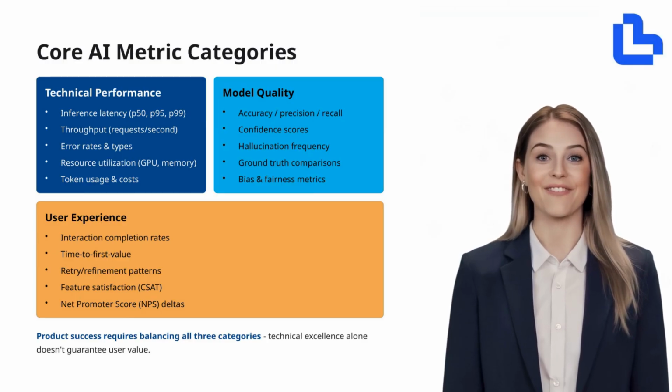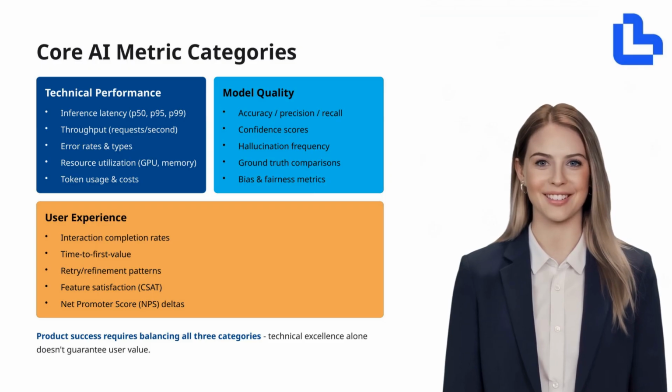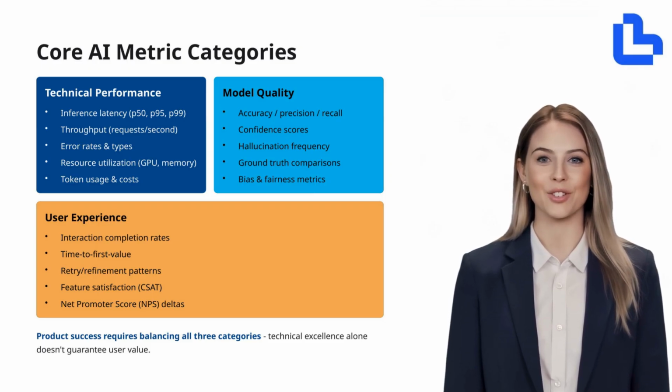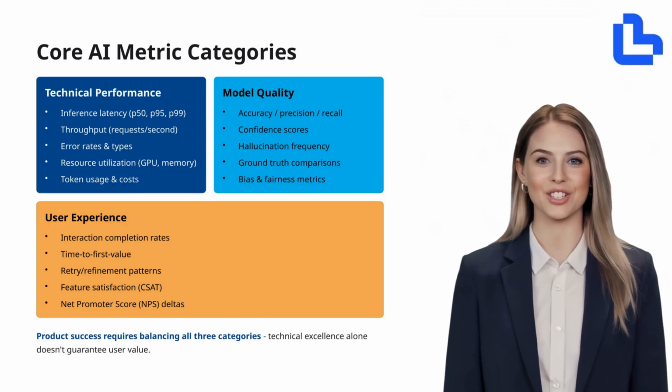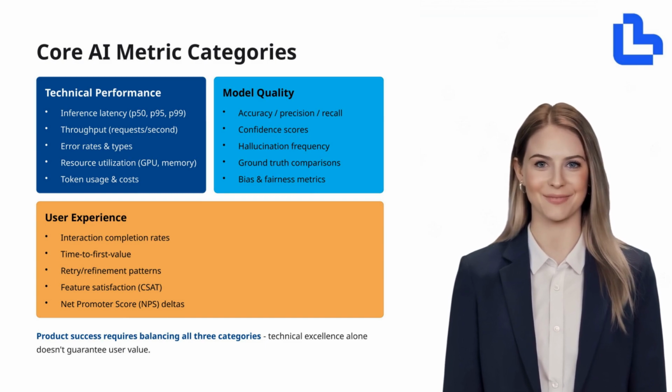performance. Finally, we have user experience. This is often the most overlooked, but arguably the most important category. Metrics here include interaction completion rates, time to first value, retry and refinement patterns, and satisfaction scores like CSAT and NPS deltas. These indicators tell you whether users are actually finding value in your AI features.